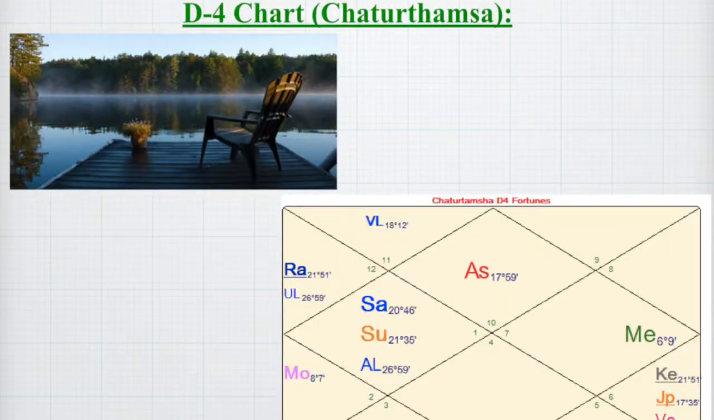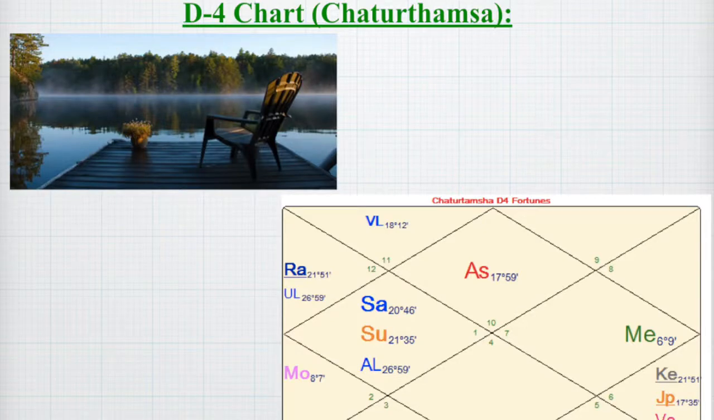Now coming on to the D4 chart, Chaturthamsha. In my previous video I mentioned that D4 is the zoomed version of the fourth house. The fourth house is about what? The fourth house is about the mother, but it is also about properties, the lands a person will have, and the cars a person will own.